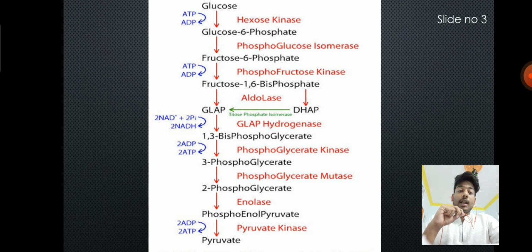Under anaerobic conditions, this pyruvate is further converted into lactate in presence of enzyme lactate dehydrogenase. During this process, a molecule of NADH is consumed and NAD plus is generated.